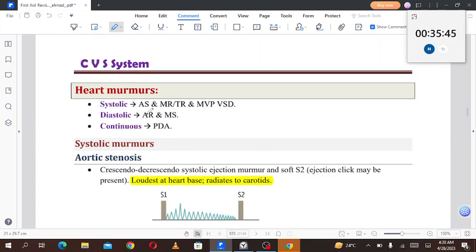What are heart murmurs? Heart murmurs can be systolic, diastolic, or continuous. Systolic murmurs include aortic stenosis, pulmonic stenosis, mitral regurgitation, tricuspid regurgitation, mitral valve prolapse, and ventricular septal defect. The diastolic murmurs are aortic regurgitation and mitral stenosis. The continuous murmur is only one, patent ductus arteriosus murmur, and that is a machine-like murmur that will radiate to the back.